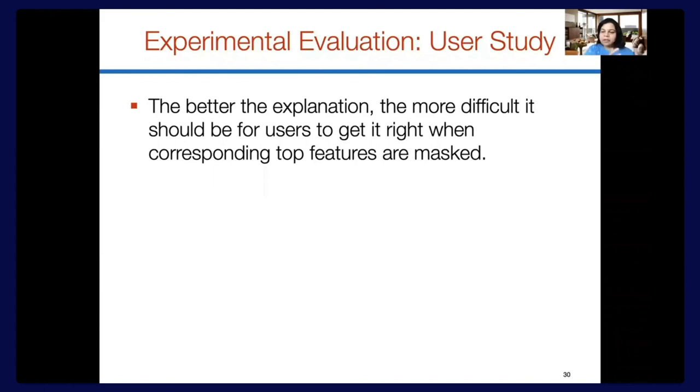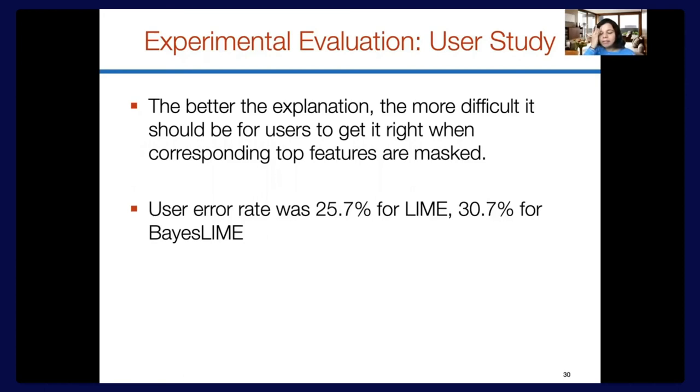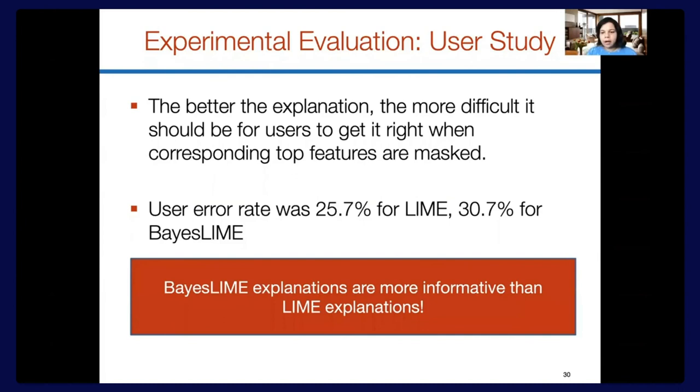In order for this to work, we made sure that our underlying model is very accurate and is using the meaningful features it is supposed to use to make its predictions. We tested that. Our hypothesis after that was that the better the explanation, if we remove the top features given by that explanation from the image, the harder it should be for somebody to recognize the digit. The user error rate was 25.7% for Lyme and 30.7% for Bayes Lyme, indicating that if we remove the features our method flags as important, it is more difficult for users to recognize the digit in the image. Thereby, these explanations could be more informative than the Lyme explanations.